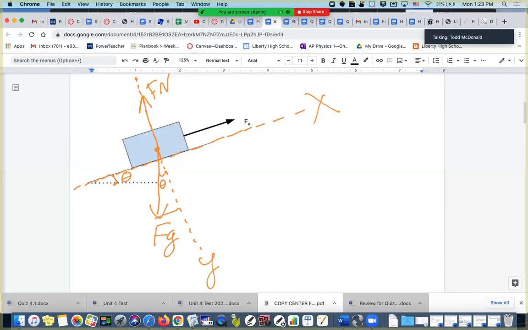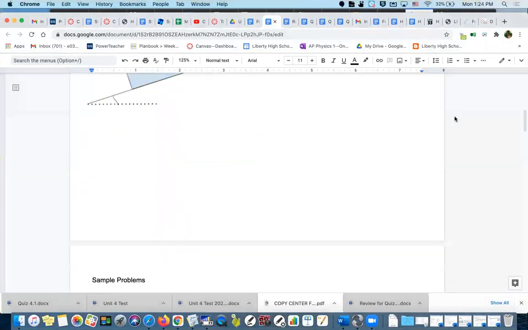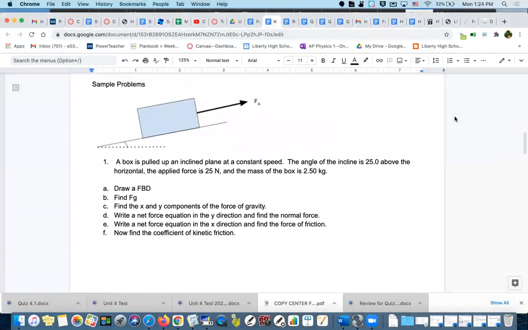And then what we're going to do is use trig to find the parts of the force of gravity. Okay, notice here this angle of incline was actually bigger, it's steeper, and therefore this angle inside that triangle is also bigger. We'll have to use trig to solve things, but that's where we're headed. All right, let me do a couple of sample problems with you.